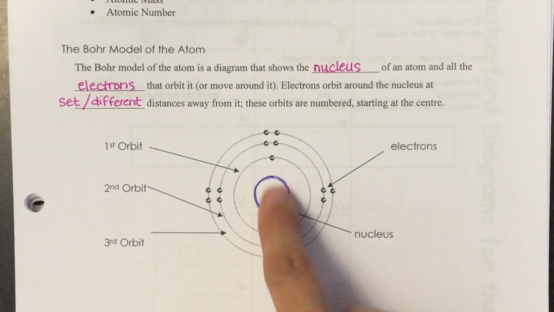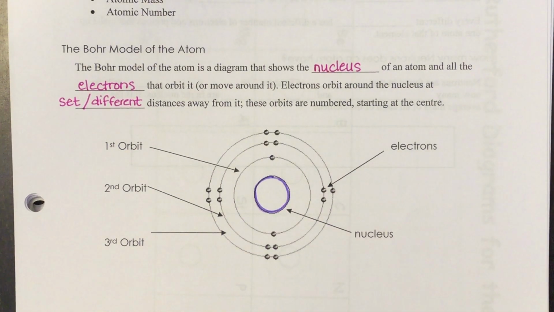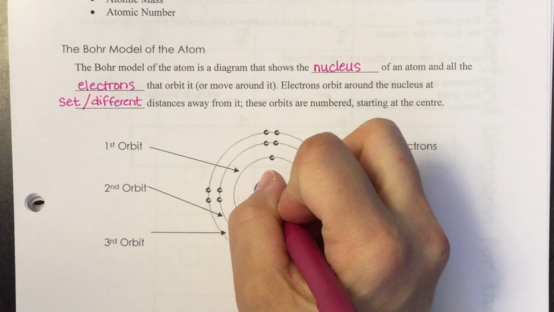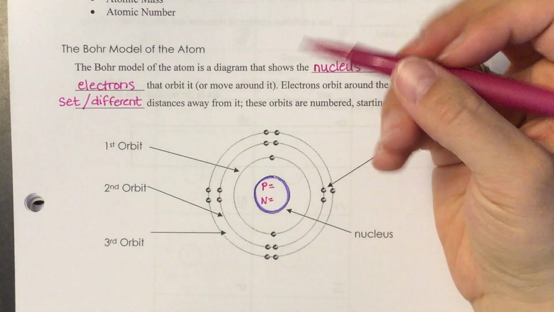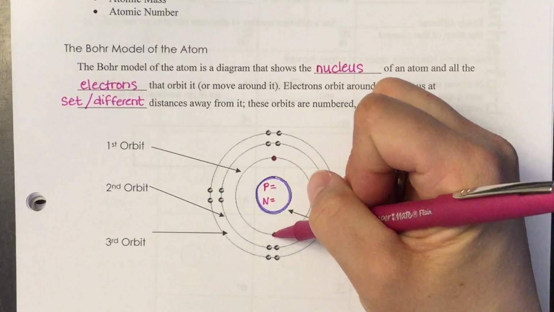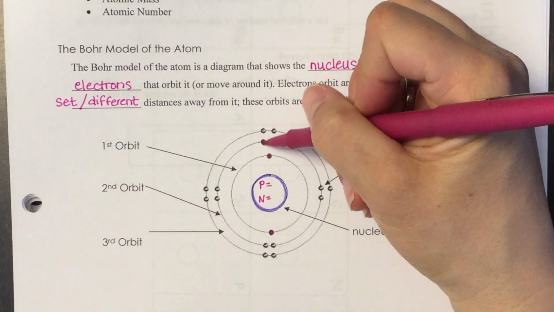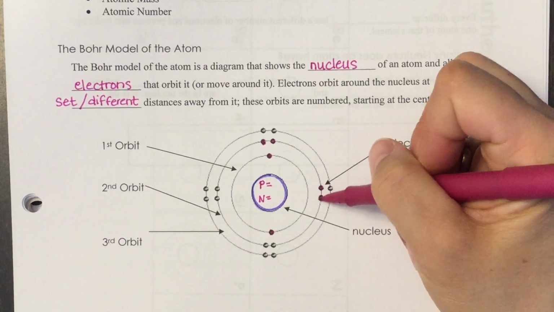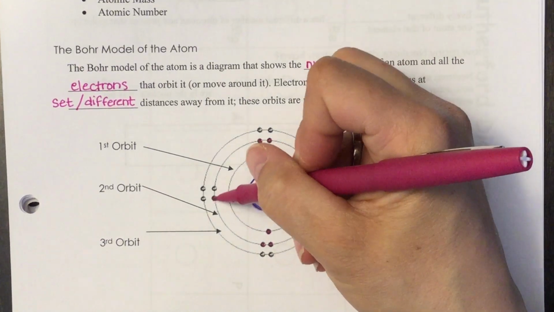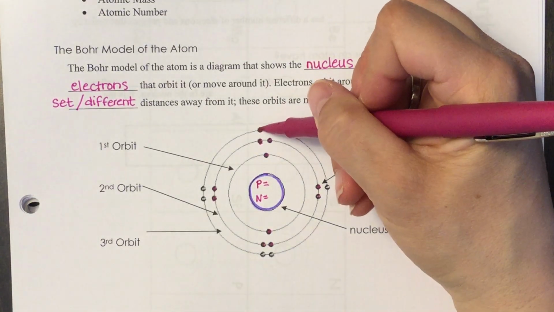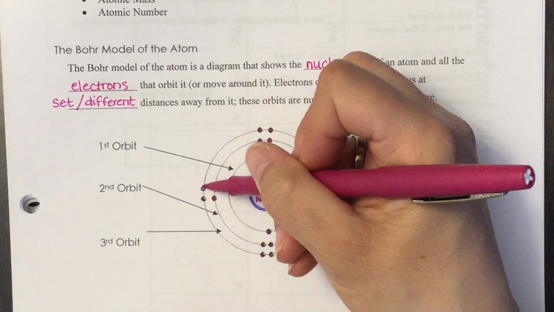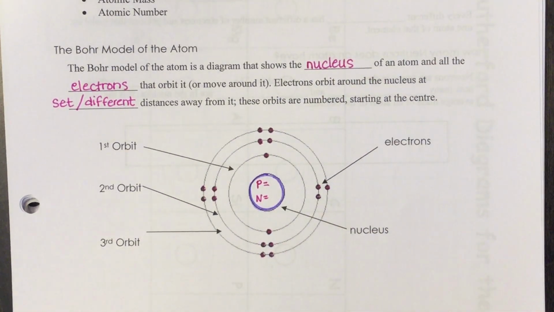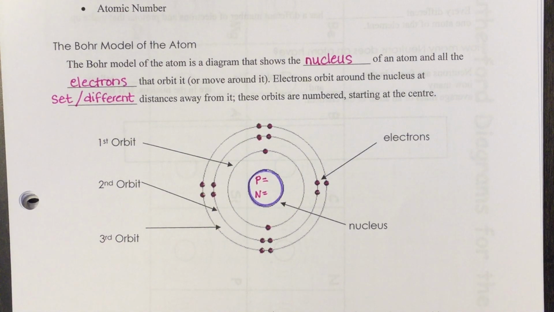Just make sure you don't put any electrons on your nucleus. Inside the nucleus is where we are going to put our protons and our neutrons. We're going to write down how many protons and neutrons we have. And then we always fill our first orbit up first. Then if we have more electrons, we fill in our second shell. And if we still have more electrons, we fill in our third shell. And I'm going to show you exactly where those electrons go and how to know what happens next.